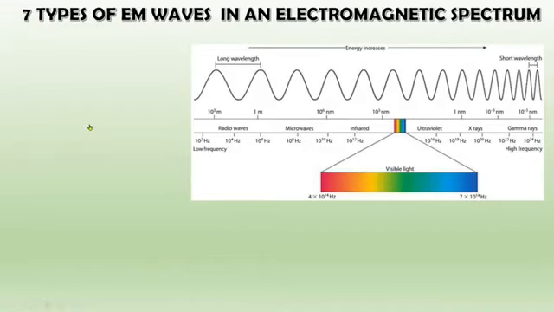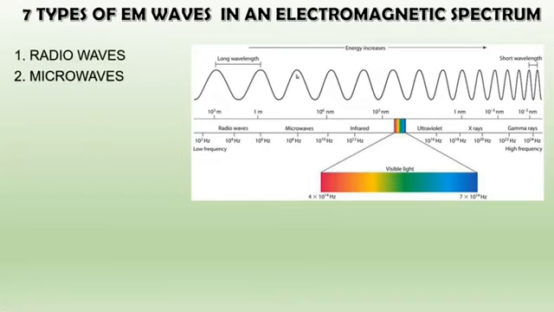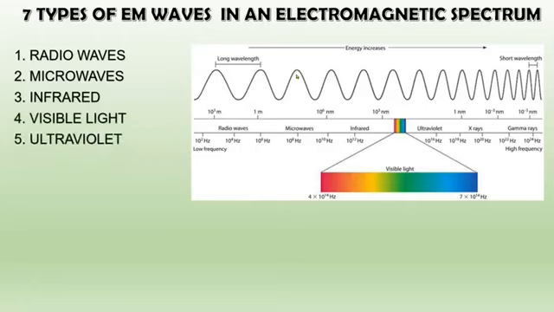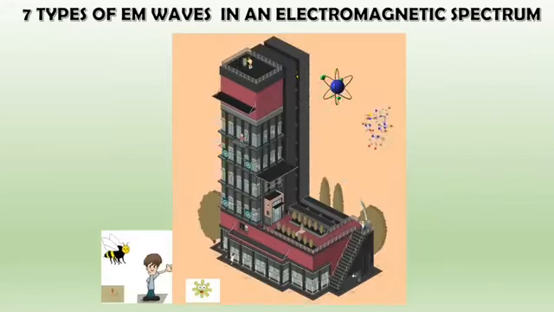For our second activity, we will identify the 7 types of electromagnetic waves and their applications. These are the 7 types of electromagnetic waves. First, radio waves. Second, microwaves. Third, infrared. Fourth, visible light. Fifth, ultraviolet. Sixth, X-rays. Seventh, gamma rays.